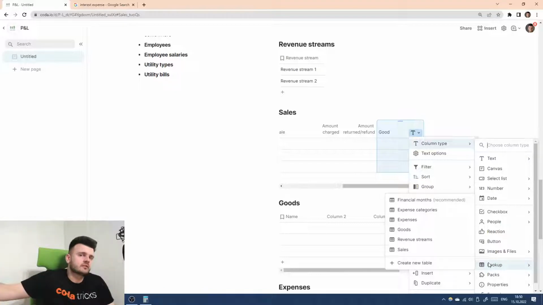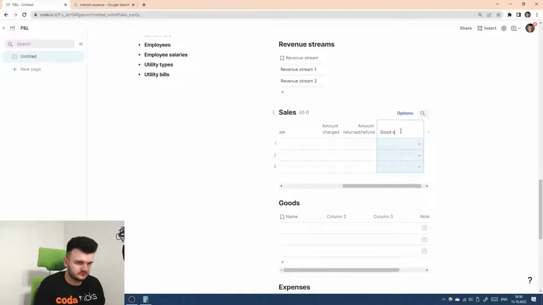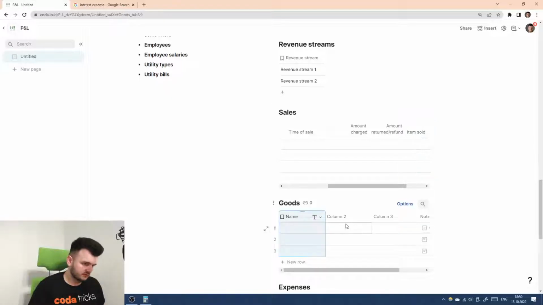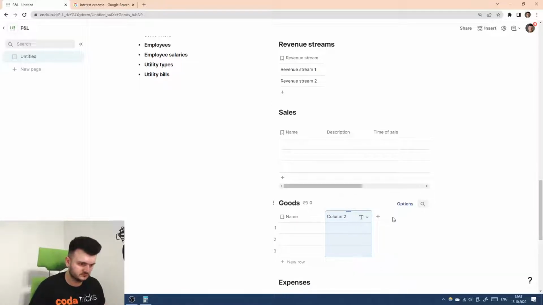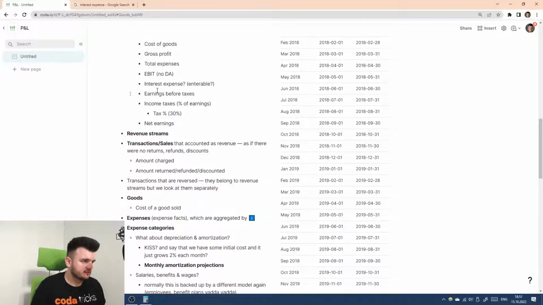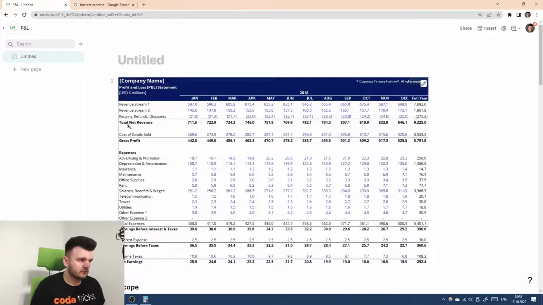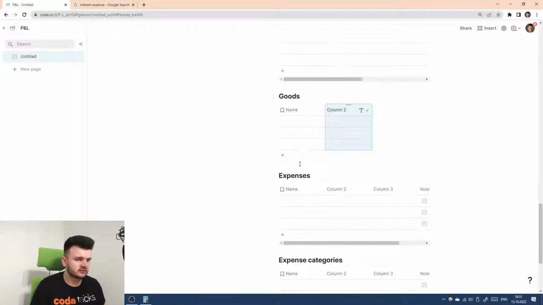We could add another level of detail to this dimension, but let's say just good. So item sold. And we have our goods. The good has a name, and the good has something that we will then calculate towards the cost of goods sold. So a good has a cost of acquiring or producing the good. So cost of good, let's say.